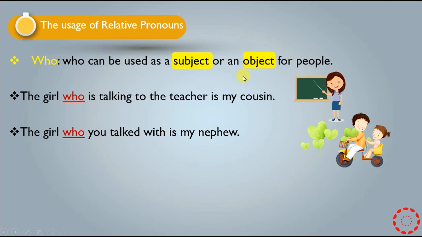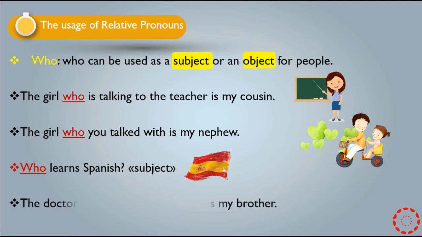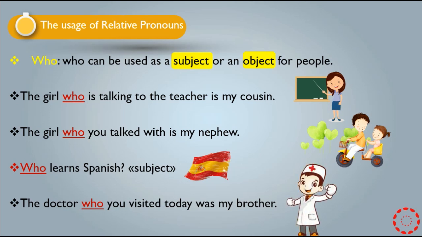Okay. Another example, who learns Spanish. In the sentence, who is a subject. Again, it is a relative pronoun, and it comes at the beginning of the sentence. Okay. The doctor who you visit today was my brother.